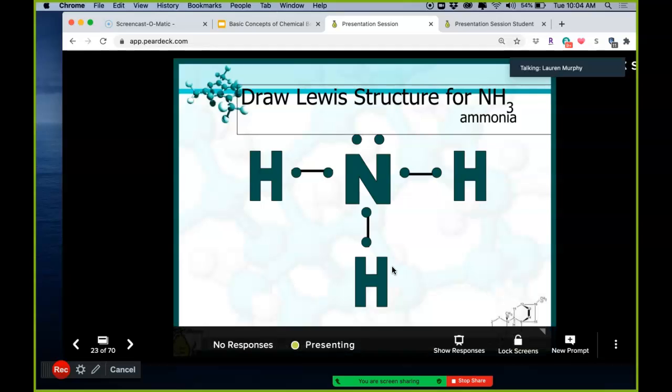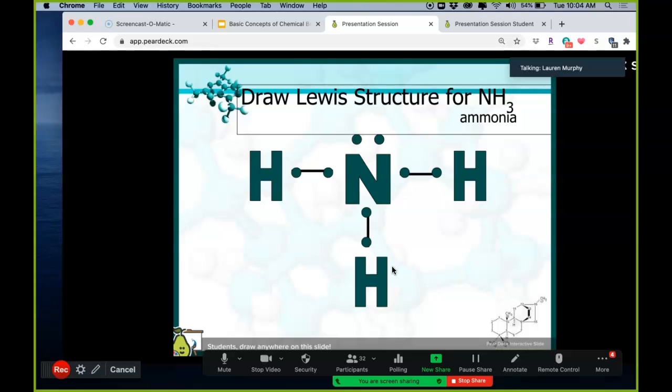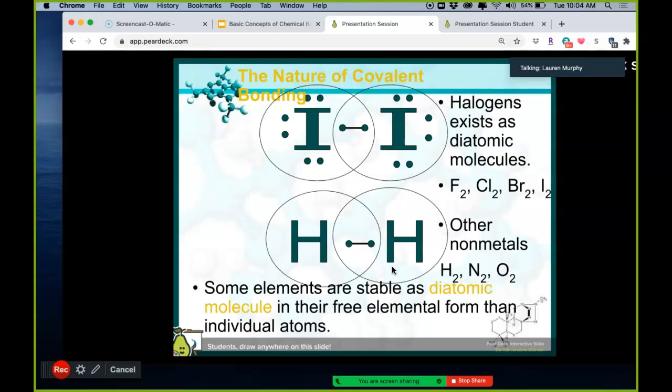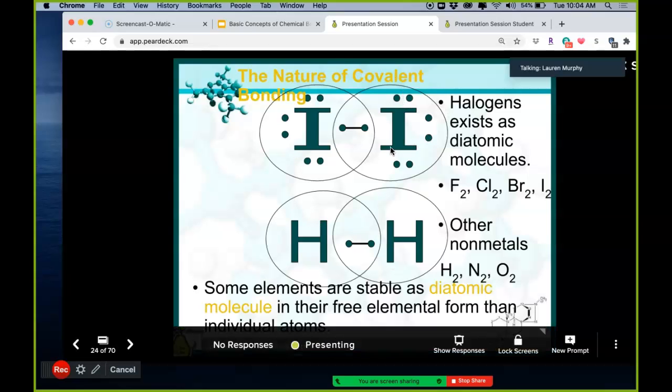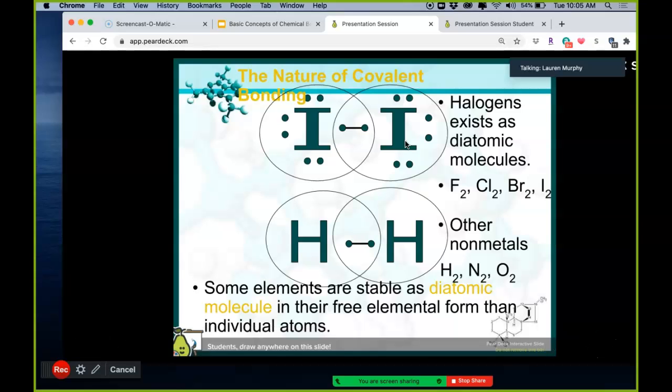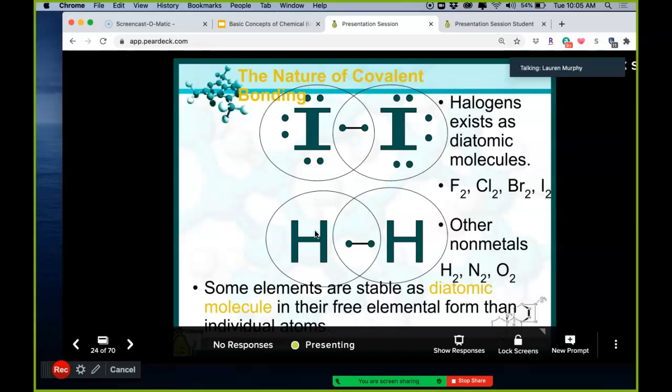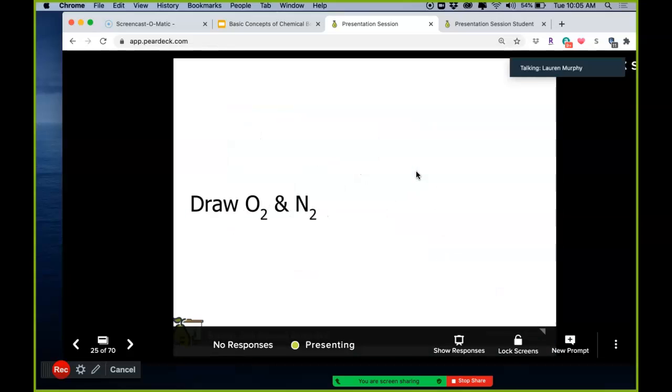All right, so here's the Lewis structure for NH3, which is ammonia. The nature of covalent bonding, again, is to complete octets, right? Except for hydrogen, which is okay with a duet. So this is just looking at our diatomics, like F2, Cl2, Br2, I2. They'll all look like this because those are all halogens, and so they all have 7 valence electrons. But we've looked at hydrogen. So this is H2, right? Hydrogen has 1, this hydrogen has 1, they share, they both have 2, and hydrogen is stable that way. We haven't looked at nitrogen or oxygen yet though. So let's try to draw them.